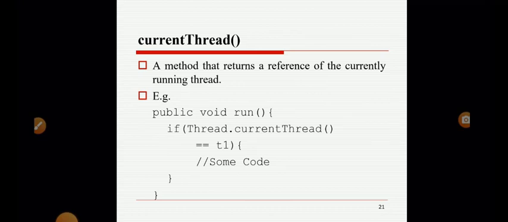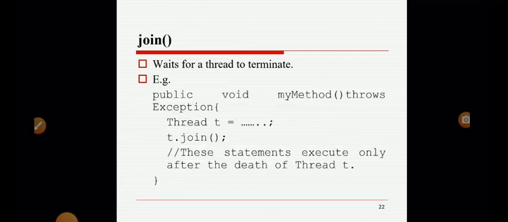Next, what is the use of the currentThread function? This method returns the reference of the currently running thread, so it gives you the details about the currently running thread. We can use it like Thread.currentThread() equal to T1, that is, we are checking whether it is thread 1, and then we do some process. And the join function waits for the thread to terminate.